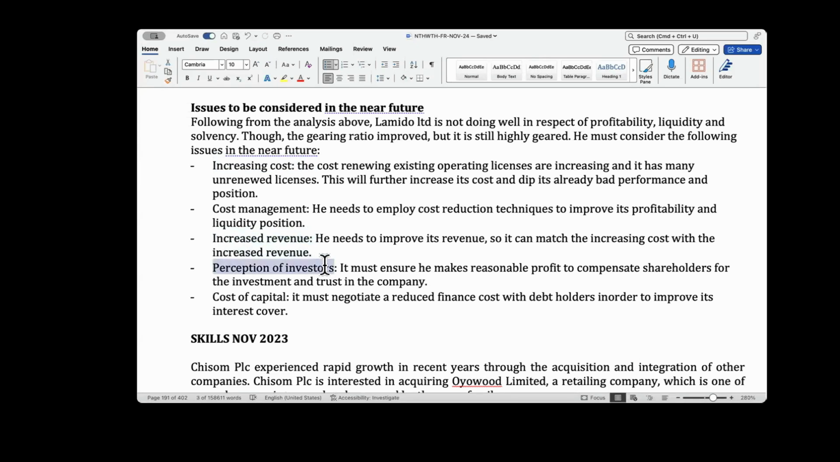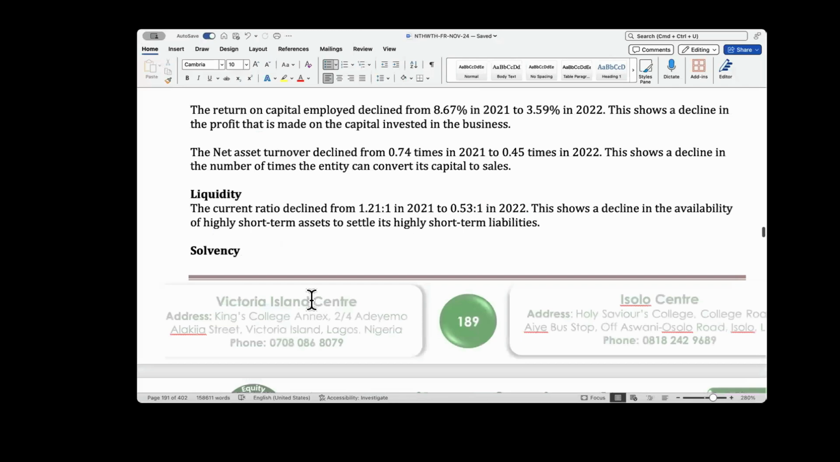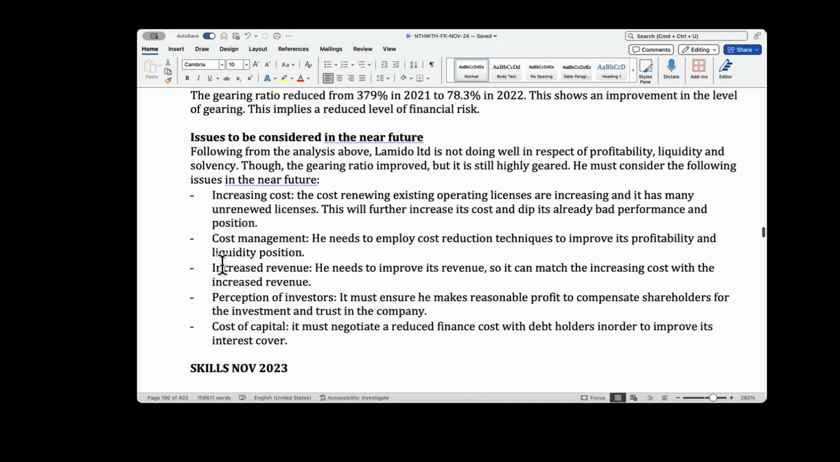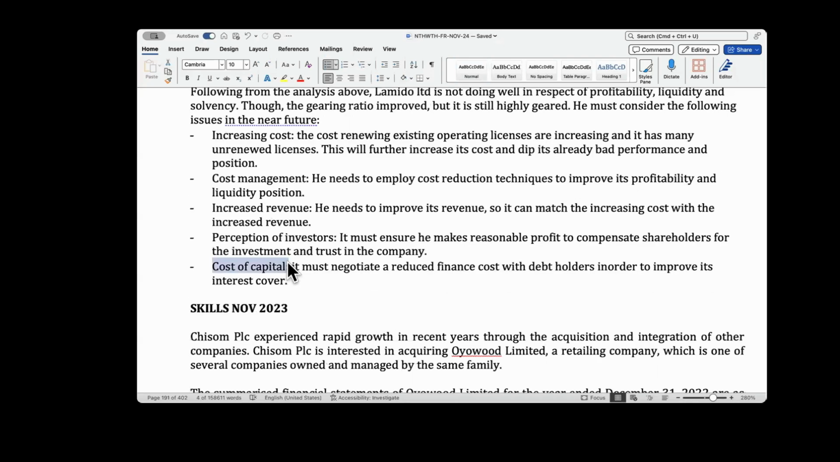I told him about the perception of investors. I said he must ensure he makes reasonable profit to compensate shareholders for their investment and trust in the company. Otherwise, he will be in trouble. Now I talked about the cost of capital. I said he must negotiate a reduced finance cost with debt holders in order to improve interest cover, because interest cover is in bad shape. It's 0.20 times. That's very bad. Where's the interest cover? 1 point something times is not good. So it needs to negotiate a lower interest, and you can even raise more points.